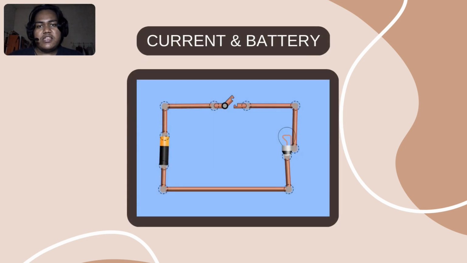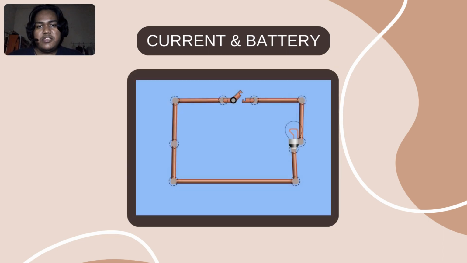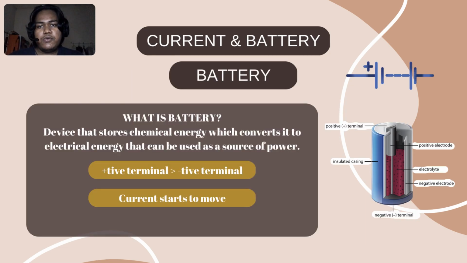The first subtopic I will present is current and battery. First, we must take a look at this circuit. Whenever the switch is on, the light bulbs would turn on and shine brightly. But if I take this certain item out from the circuit, nothing will happen to the light bulb. How can this be? So, we will learn about current and battery.